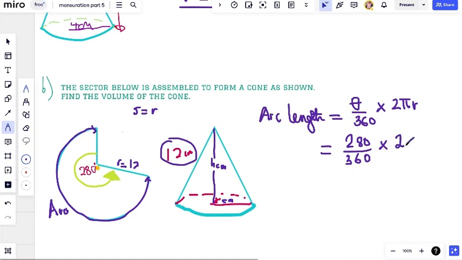Times 2 times pi. Pi is 3.14 or 22 over 7. Times, like we said, our radius of this one is this slant length, so times 12. So let's key in this value and see what we get here. At the end of the day, what do we get?